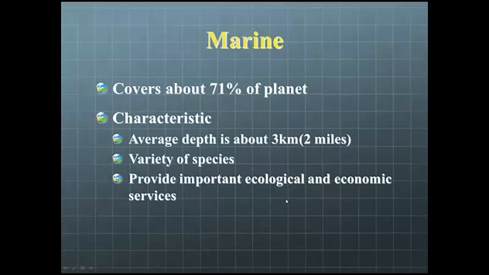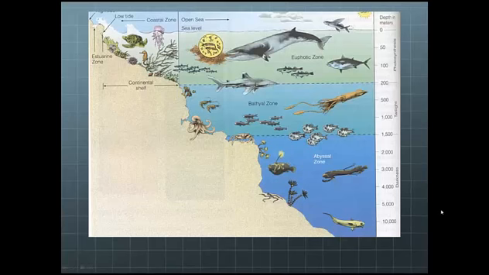Now on to the marine and aquatic ecosystem, which covers about 70% of the planet. The average depth is 2 miles and it has a large variety of species. It's very rich in microorganisms, as well as fish species and surface-occupying species such as birds, and it provides a very important ecological and economic service to the human population. Once again, you can separate this aquatic ecosystem into zones.